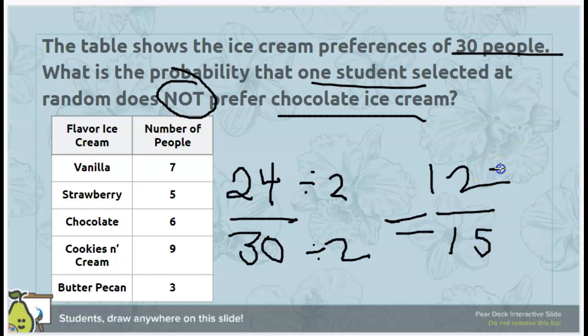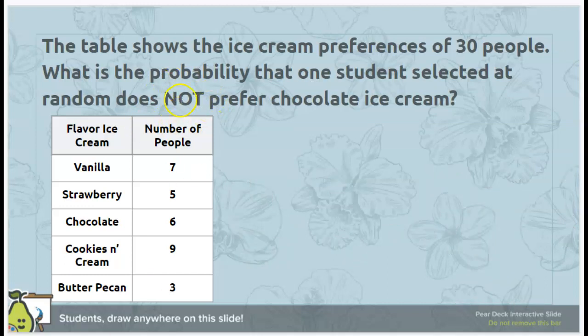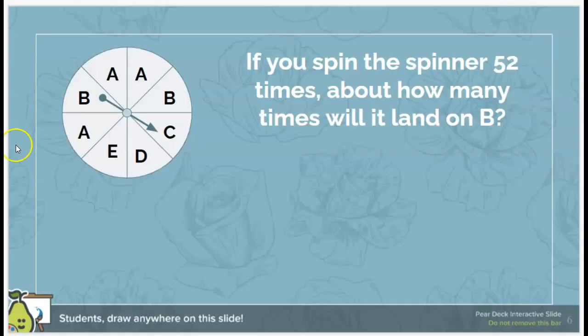And then I'm like, oh wait, I could divide by 3. Divide by 3. And I would get 4/5, which would be 80%. So it is very likely that people do not prefer chocolate ice cream because that's 80%. That's called the complement. Remember, that's the complement of chocolate ice cream.